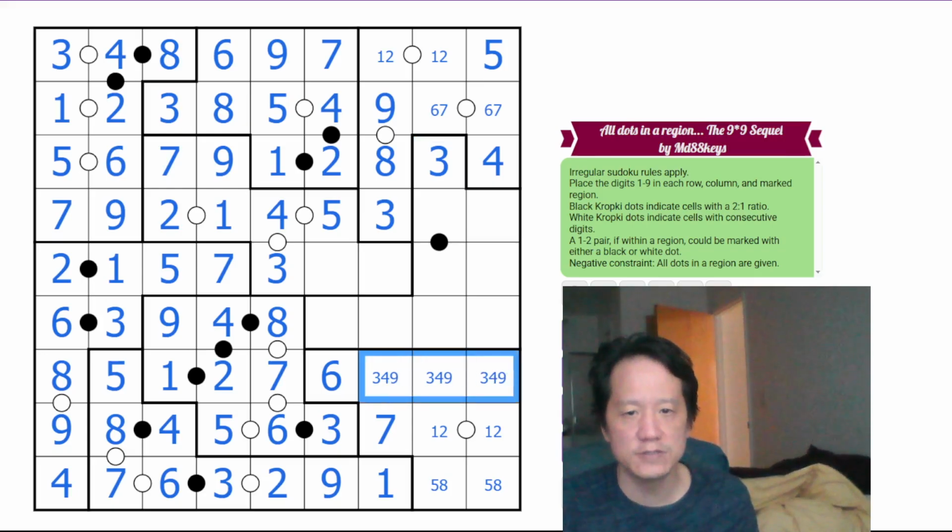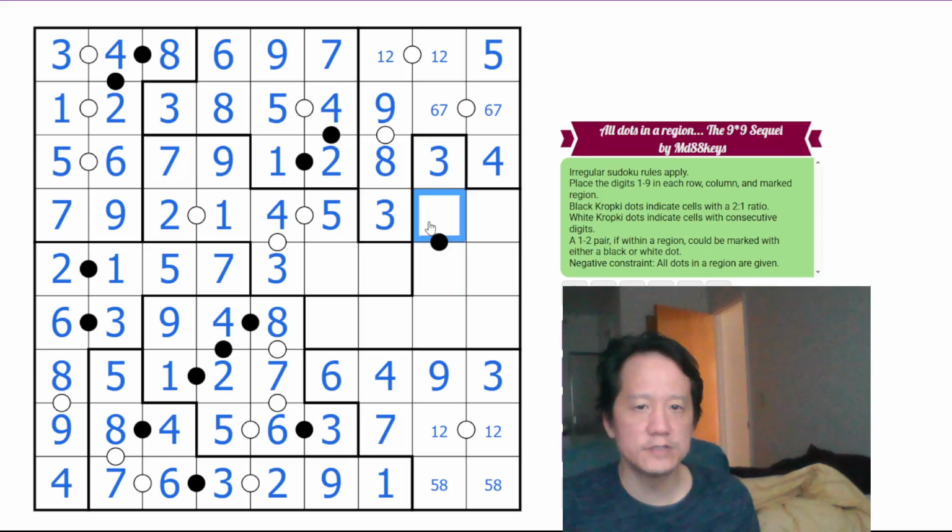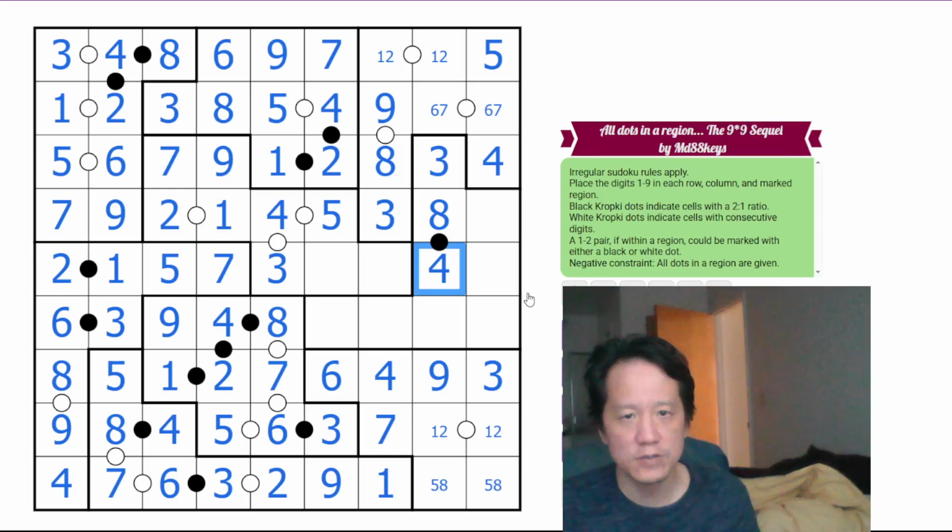None of these can be 6. This can't be 3 or 9, so this must be 4. This can't be 4 or 3, so this is 9, which makes this 3. This is in a 1 to 2 ratio. Actually, what are the remaining digits? They have to be 6 and 8, but if this were 6, that would have to be a 3 here, which is not allowed because we have the 3 in the column. So this must be 8, which makes this a 4.